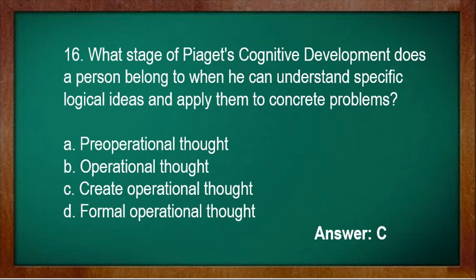Number 16. What stage of Piaget's cognitive development does a person belong to when he can understand specific logical ideas and apply them to concrete problems? A. Preoperational thought. B. Operational thought. C. Concrete operational thought. D. Formal operational thought. Answer, C.